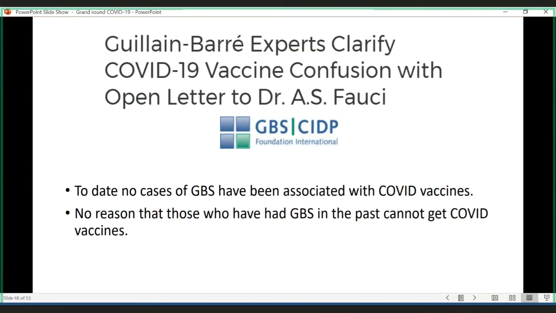For GBS, since the start of the COVID-19 vaccinations, there was a concern raised regarding the association of the vaccine with GBS. But this information is up to date from the GBS CIDP Foundation, and they found that there is no such correlation of the vaccine causing GBS, and even for those who had GBS in the past, there's no reason not to get the vaccine.